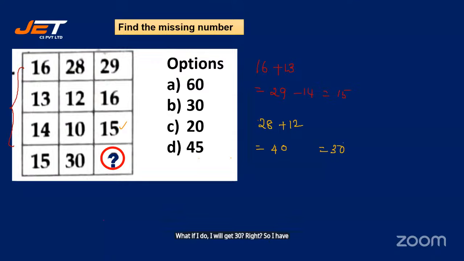So I have added these two. 28 plus 12, I add 28 plus 12. And after that, what if I do? I'm getting 30. So 40 minus 10 will give me 30. Do you understand, students, right? See the third one, like that you can do 29 plus 16. Okay, so what do you get? 45. Right, so 45, if you minus 15, I get 30. All right, so answer is option B, that is 30.